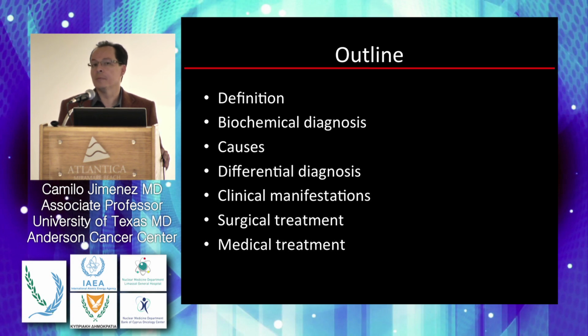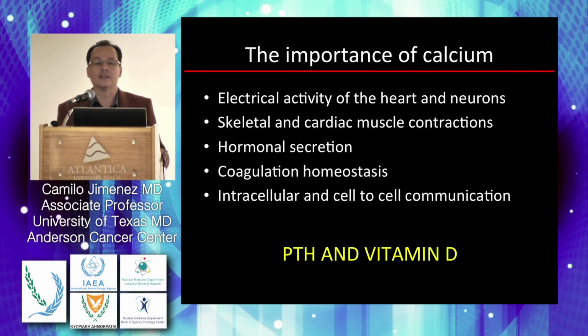So when we talk about hyperparathyroidism, we have to know the relevance and importance of calcium. Calcium is a very important element in our lives because it allows the electrical activity of the heart and the neurons, the skeletal and the cardiac muscle contractions, the hormonal secretion, the coagulation homeostasis, and the intracellular and cell to cell communication. And as such, it must be tightly regulated by an endocrine system, and that endocrine system is controlled by two important hormones. One is parathyroid hormone, or PTH, and two is vitamin D, in particular calcitriol.